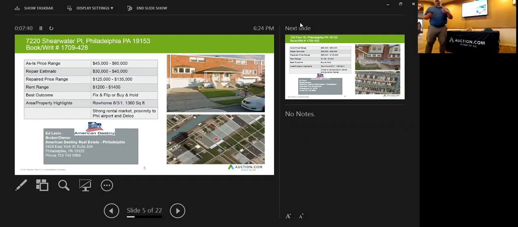Because this has higher rents, $1,200 to $1,400, you can go either direction with this. You could do the fix and flip, or buy and hold. Either way, it's a good outcome for this type of property. So you can go in either direction on this one.